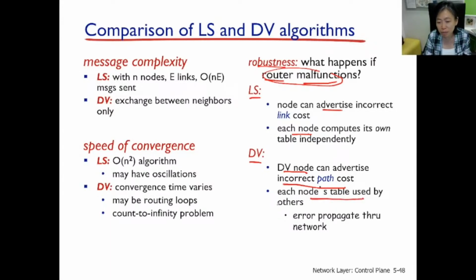Each node's distance vector is going to be used by others. This error is going to propagate throughout the network, and it might take a long time for the network to recover to the correct cost. It takes a long time and is not very predictable. So in terms of robustness, link state is still winning by a neck.